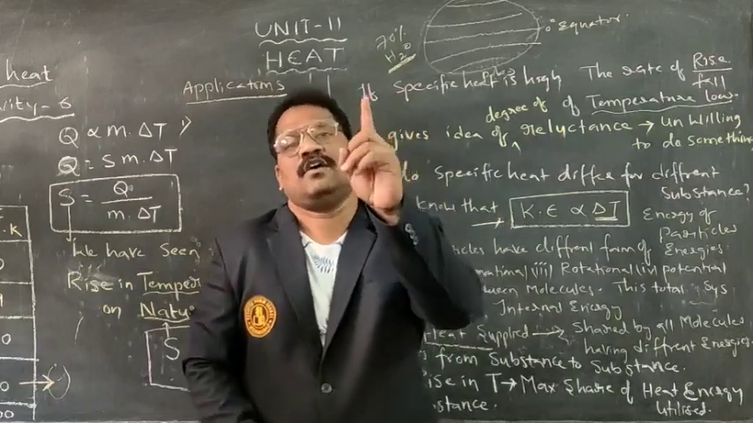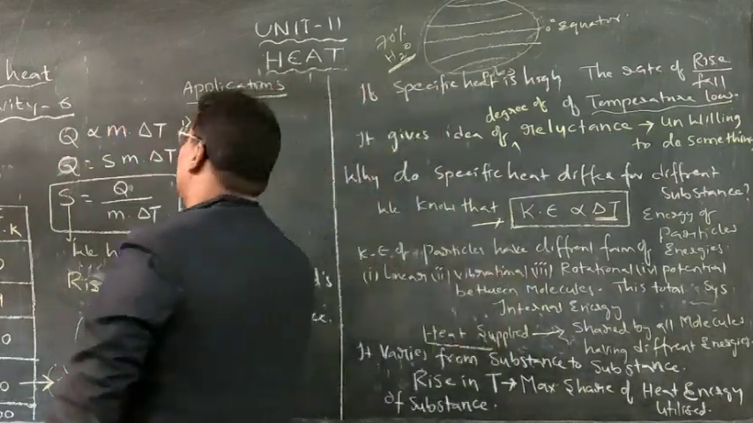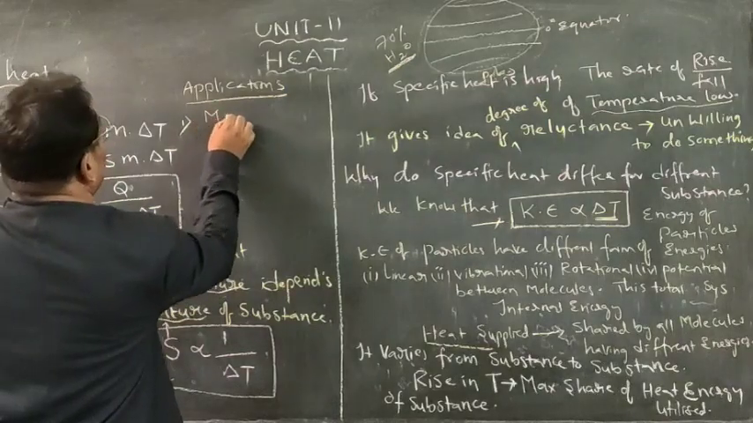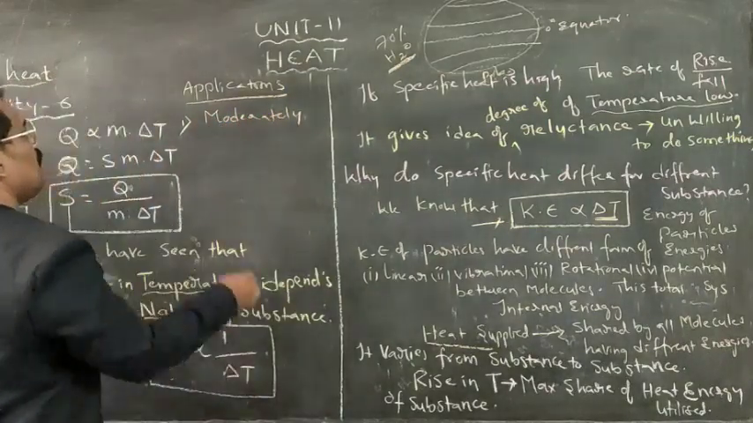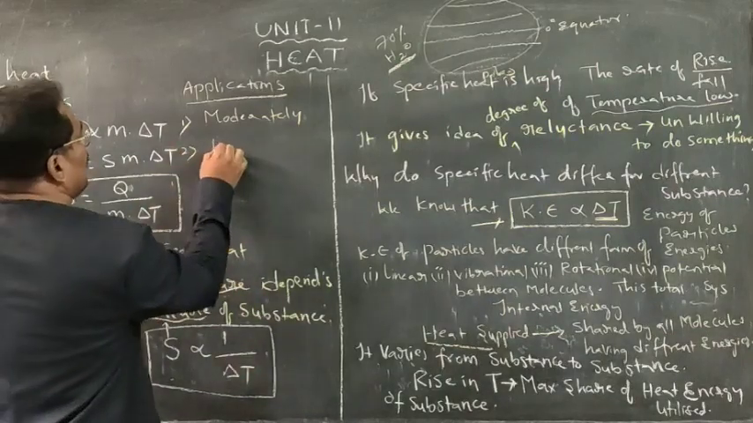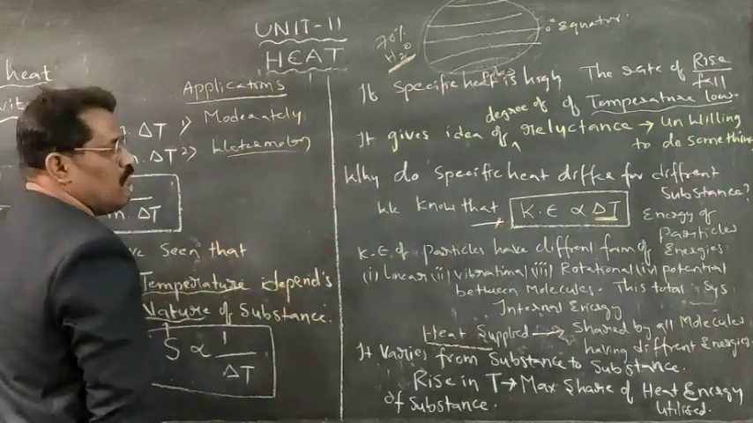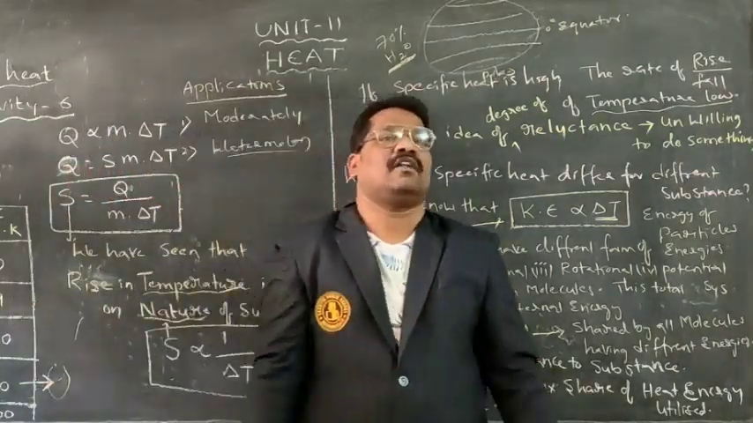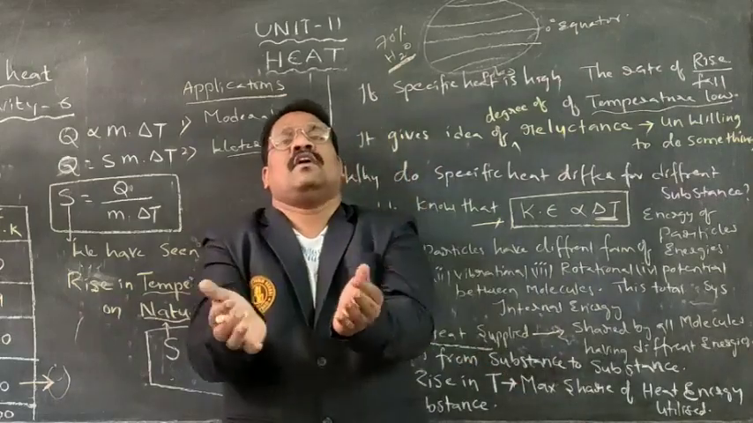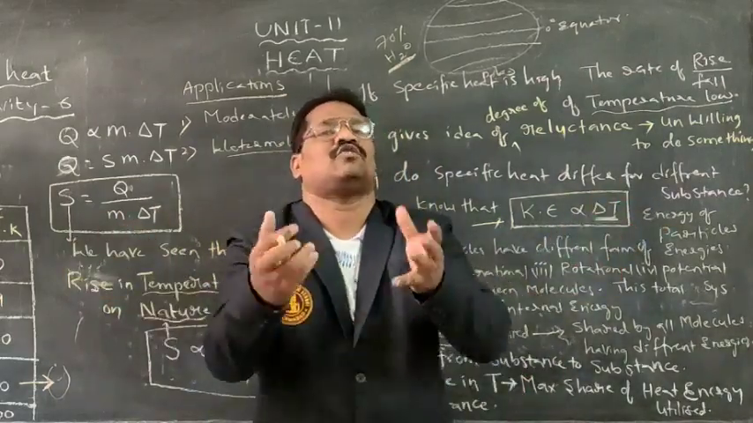That is the first application of specific heat: temperature remains moderate around the earth. That is the first one. If you take a watermelon, place it in a fridge, and then take it out, and touch the outer surface after a few minutes, it won't be that cool.